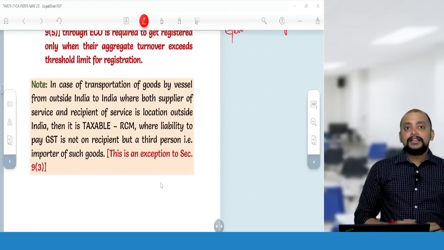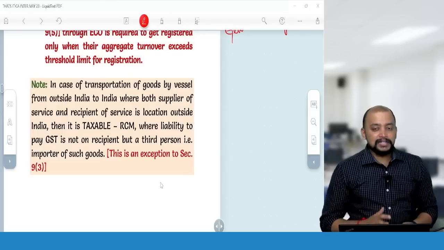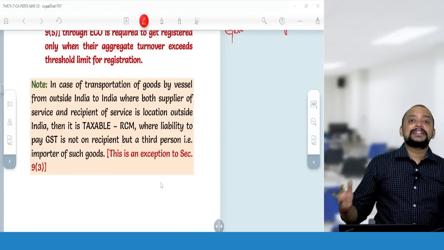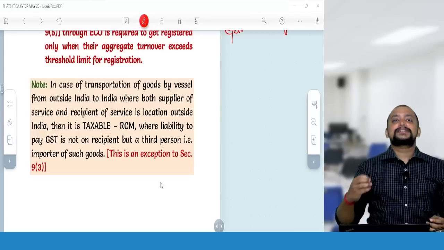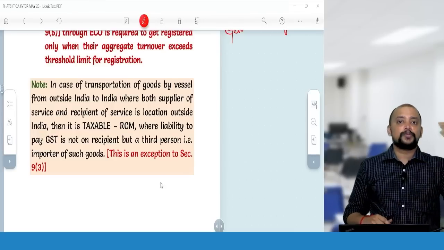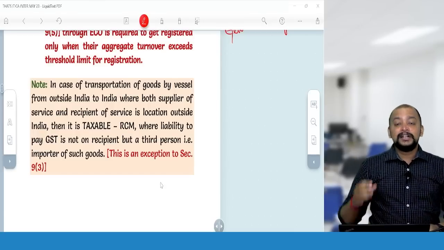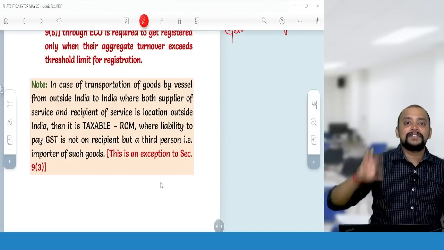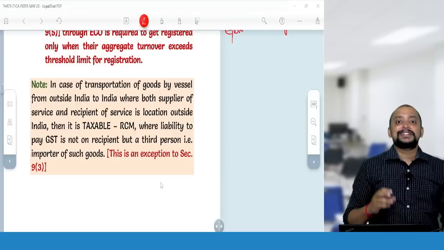Then there is an exception to 9(3), that is in case of transportation of goods by vessel, where both supplier and recipient are located outside India. Supplier is the transportation service provider, recipient is the exporter of goods. Both are outside India. Transportation of goods by vessel from outside India to India, that service is always taxable, and the liability to pay GST is on the importer of goods.